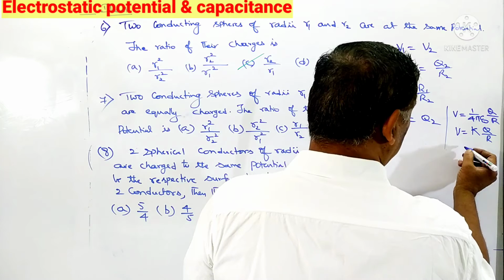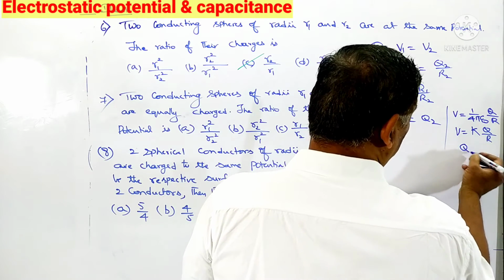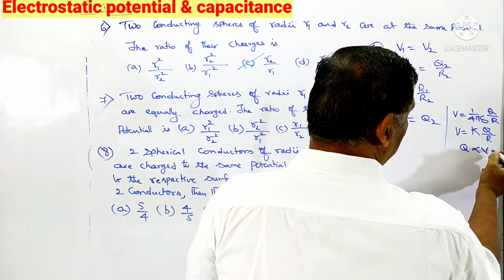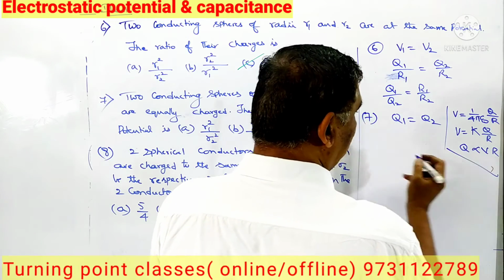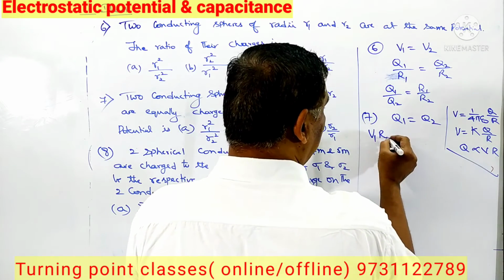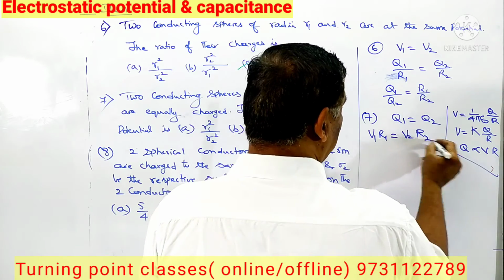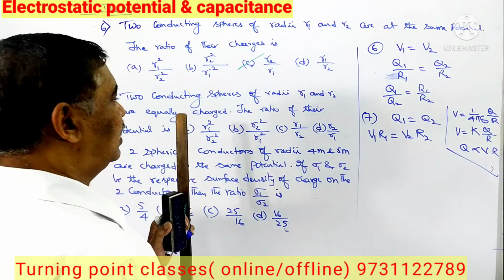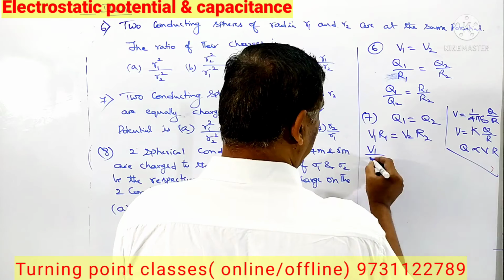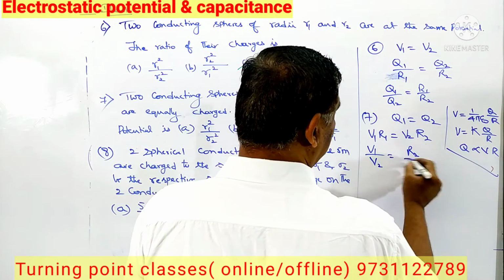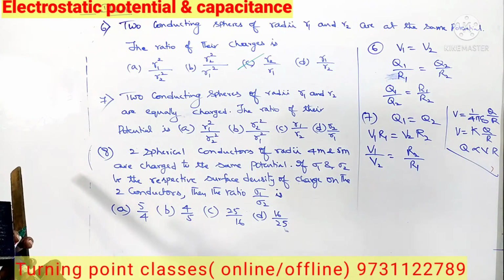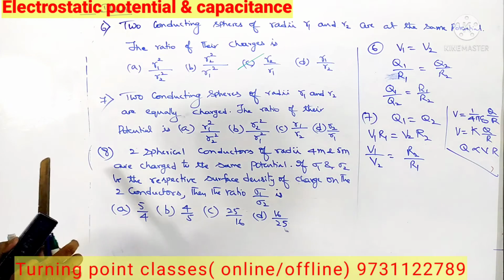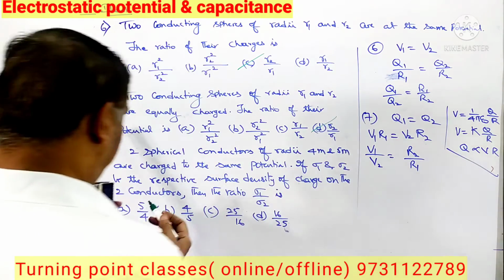Q is equal. Now I can write Q proportional to V into R. This is easier. Charge is proportional to potential times radius. Q1 is nothing but V1 R1. This is equal to V2 R2. I want the ratio of their potentials. So V1 by V2 is required. V1 by V2 is equal to R2 by R1. That is there in option D. D is the answer for this one.